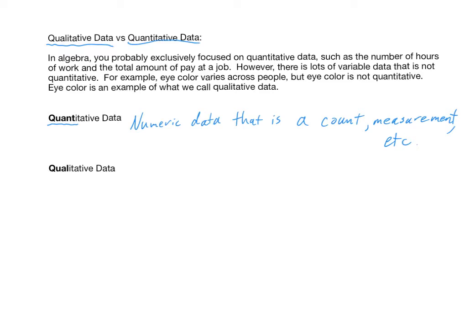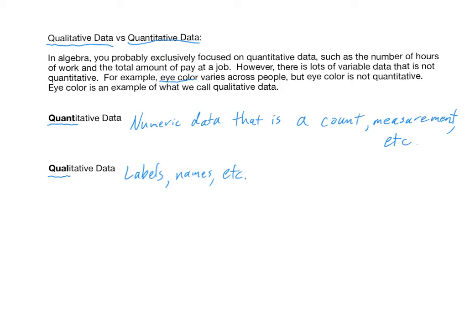You may not be used to working with qualitative data. Qual, Q-U-A-L. Qualitative data is sets of data that are labels or names, something along those lines. So for example, eye color varies across people. Someone might have blue eyes, another person might have hazel, another might have brown. It is data that varies. However, it is not quantitative. For example, blue plus hazel equals brown. That's nonsense. It doesn't make any sense at all. So qualitative data are data that are labels, names, etc.